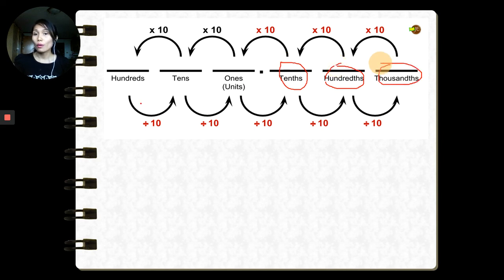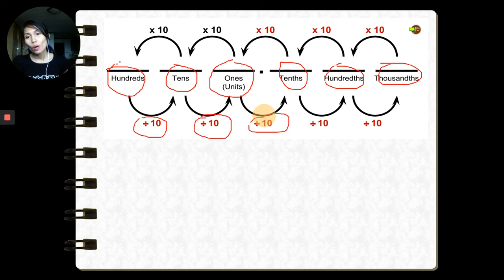The same with the whole numbers. Hundreds is greater than tens, and tens is greater than ones. 10 times greater. Okay, and if you move to the right, then divide to find the lesser. 10 times lesser. Let's say 100, 100 divided by 10 equals 10. 10 divided by 10 equals 1. 1 divided by 10 equals 1/10. 1/10 divided by 10 is 100ths.